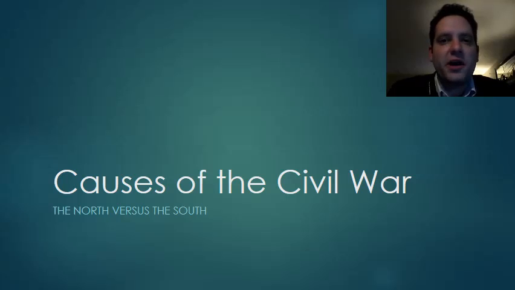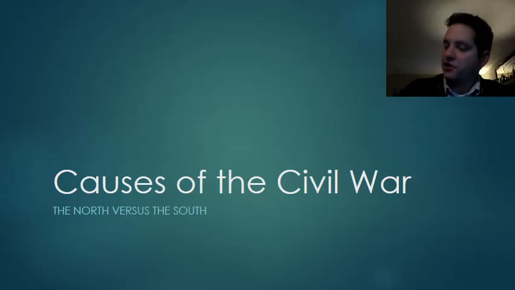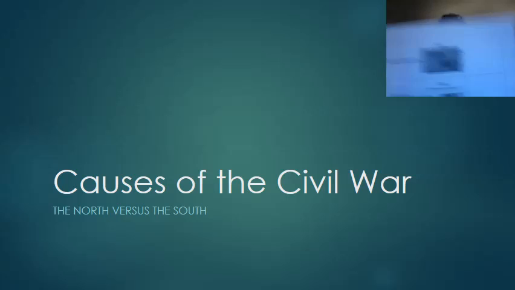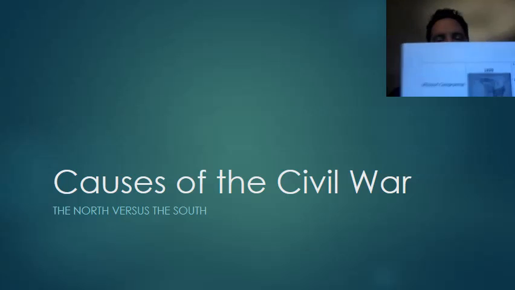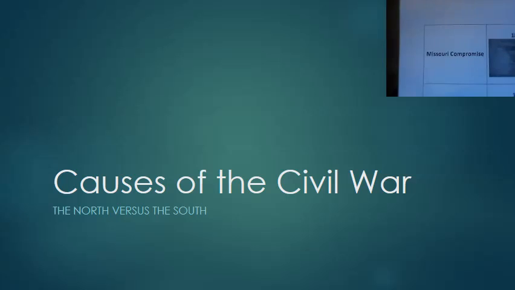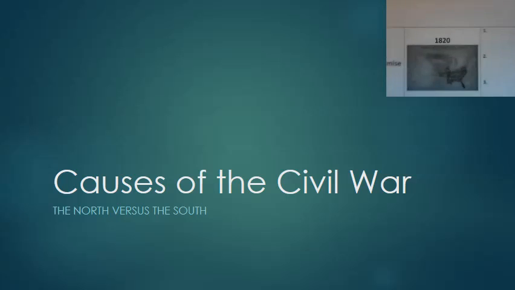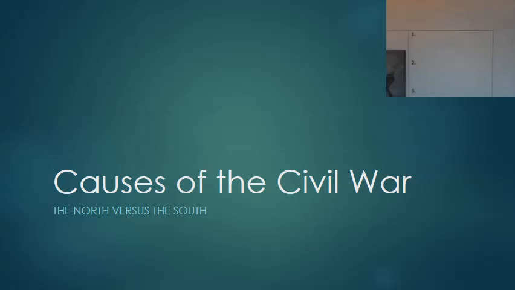So anyways, we're going to look at the causes of the Civil War, the North versus the South. Causes of the Civil War. Why did it happen? I don't know, but we're going to find out. So you should have an event sheet that looks like this. You should have, for instance, Missouri Compromise. Then you should have a map and the date. And then you have 1, 2, 3 blank spots.